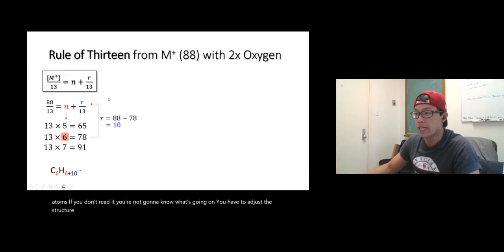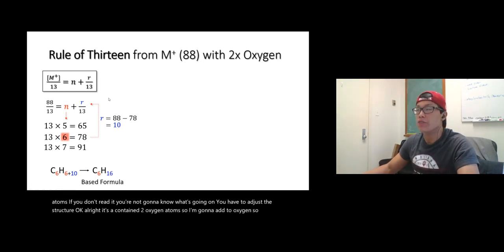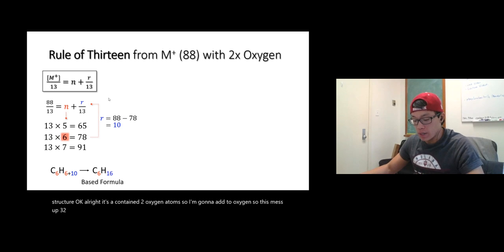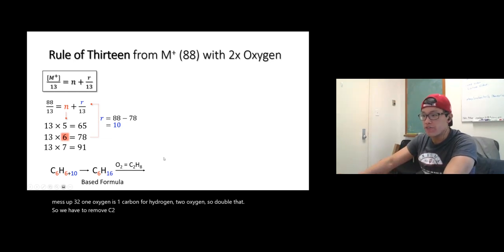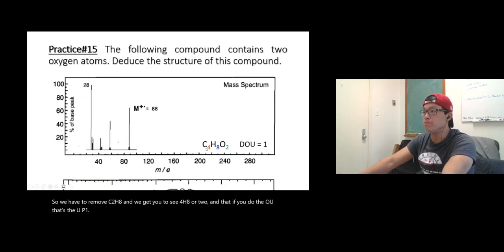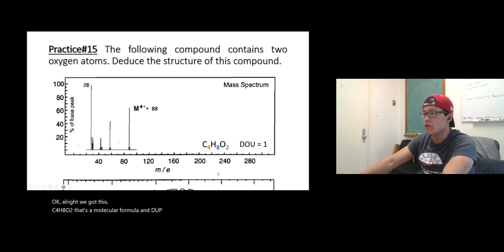It says contain 2 oxygen atoms, so I'm going to add 2 oxygen. So that's a mass of 32. One oxygen replaces 1 carbon and 4 hydrogen, so double that. We have to remove C2H8, and that gets you to C4H8O2. If you do DOU, that's a DOU of 1. We got this. C4H8O2 is the molecular formula, with a DOU of 1. A ring or a double bond, either one.